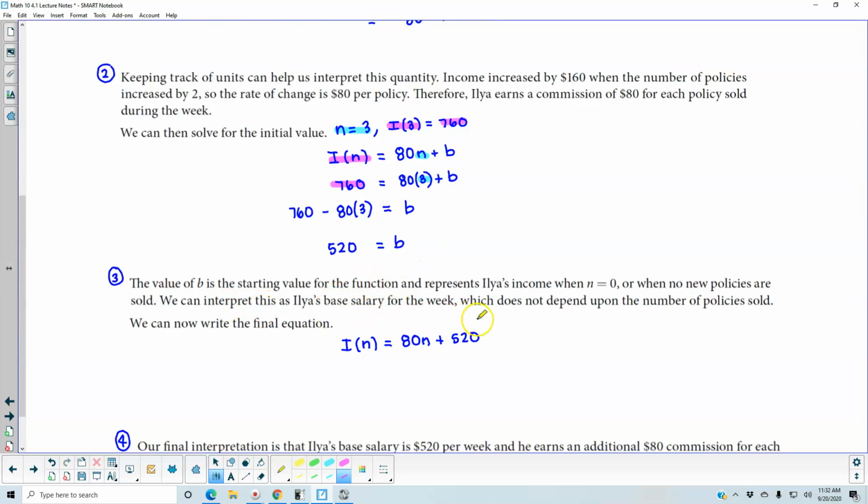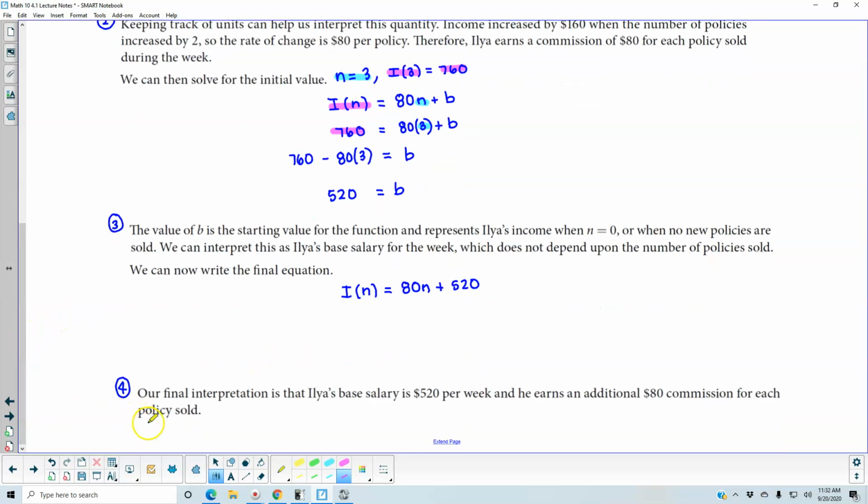Now in part 3, the value of B is the starting value, or the initial value for the function, and represents Ia's income when N is equal to 0, or when no new policies are sold. Now we can interpret this as Ia's base salary for the week, which does not depend upon the number of policies sold. We can now write the final equation as I of N is equal to 80N plus 520.